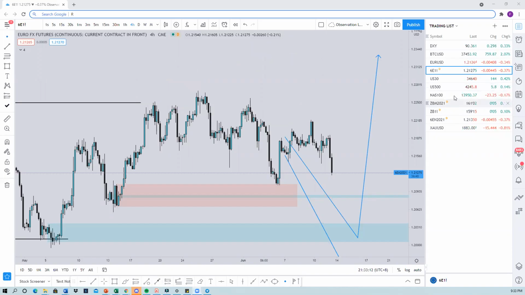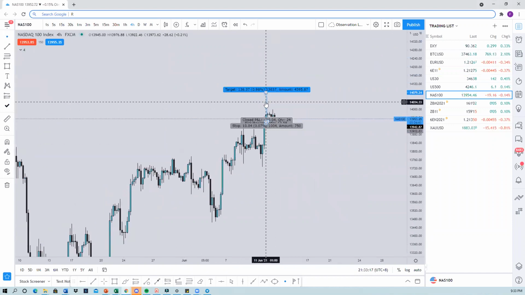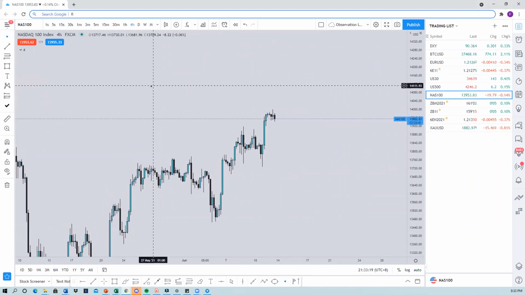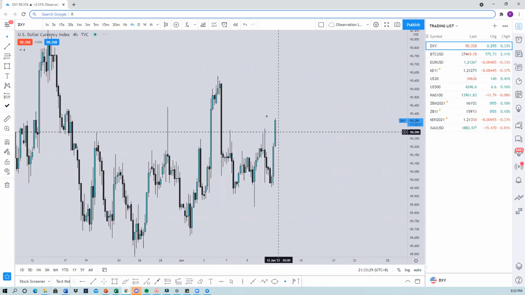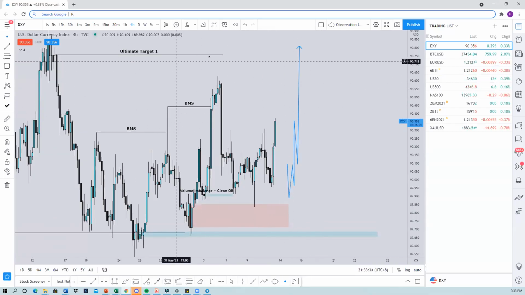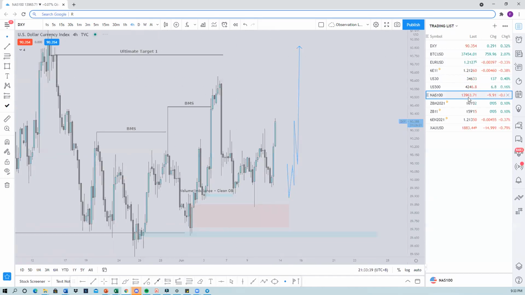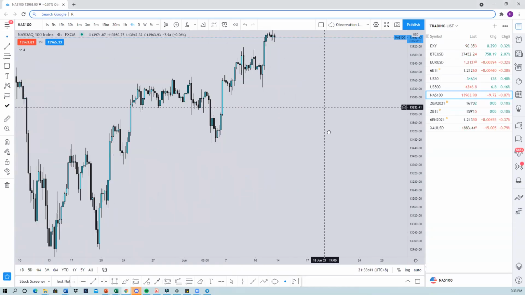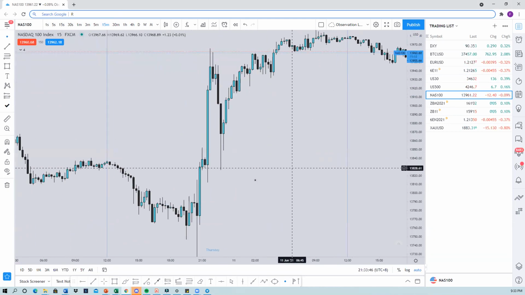Then if you look at the Nasdaq yesterday, we have 4 hour plus liquidity void. At the same time, we look at dollar index. Dollar index not yet there. Okay, Nasdaq. Yesterday we had this solid trade from here.